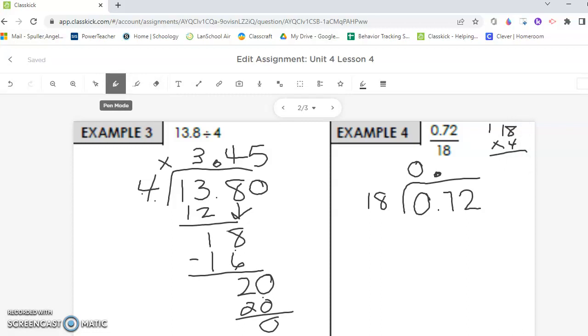4 times 8 is 32, carry the 3. 4 times 1 is 4, plus 3 is 7. There's my answer. Now remember, making sure you can't go into 7, so you're going into 72. There we go.